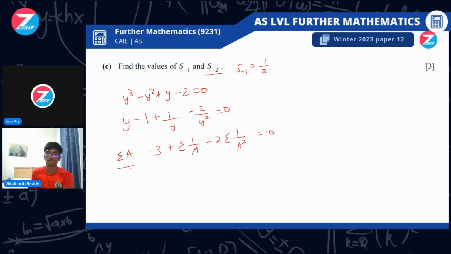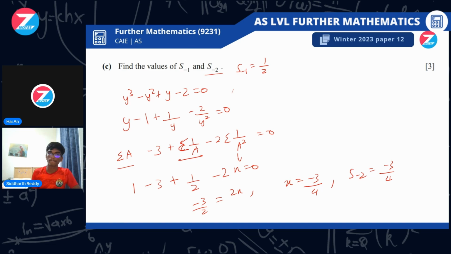So we already know the sum of the roots, that's just 1. So it's 1 minus 3 plus, this is a sum, and we just found this out, that was 1 by 2, minus 2x is equal to 0. Let's just call this x. So 1 minus 3, minus 2 plus 1 by 2, it's going to be minus 3 by 2 is equal to 2x. So x is going to be equal to minus 3 by 4. So s minus 2 is equal to minus 3 by 4. Okay, so that's this question solved.